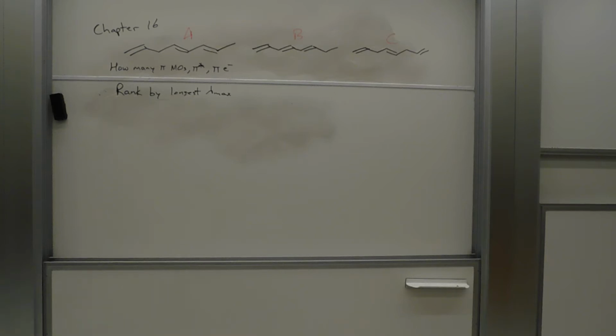All right, still in chapter 16. Here's a problem where I've given you three molecules, A, B, and C. They're all octatriene. And I've asked you, let's say just for compound A, how many pi molecular orbitals are there, how many pi star molecular orbitals are there, and how many pi electrons are there. And then I want you to rank A, B, and C by the longest lambda max. All right, so go ahead and hit pause, and then come back.